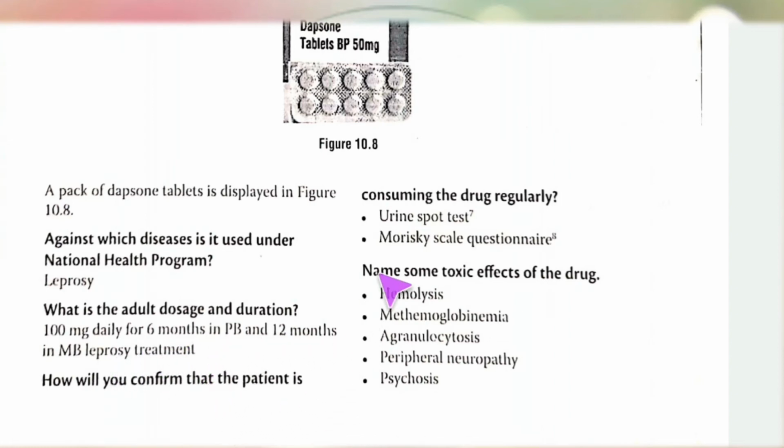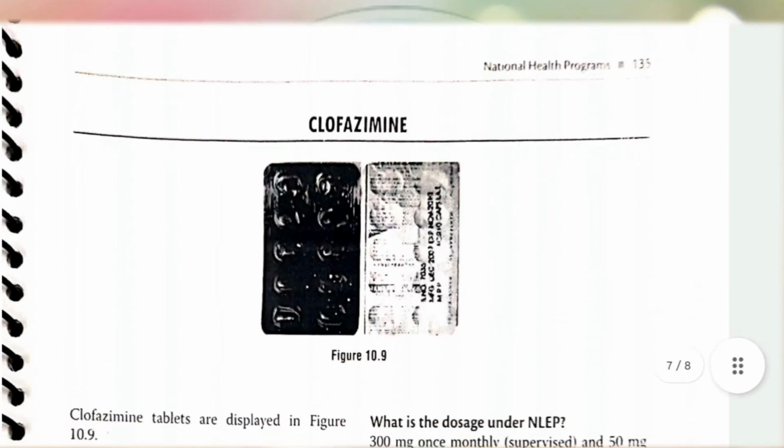How will you confirm that the patient is consuming the drug regularly? So we have to do the urine spot test and Moresky scale questionnaire. Name some toxic effects of the drug. Hemolysis, methemoglobinemia, agranulocytosis, peripheral neuropathy and psychosis.